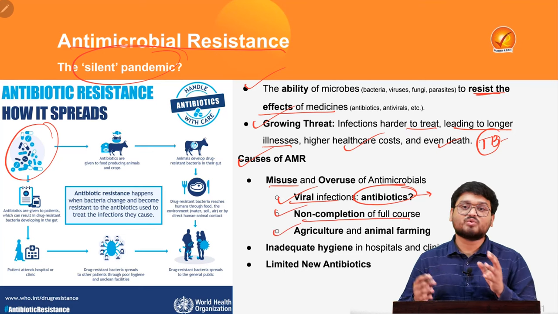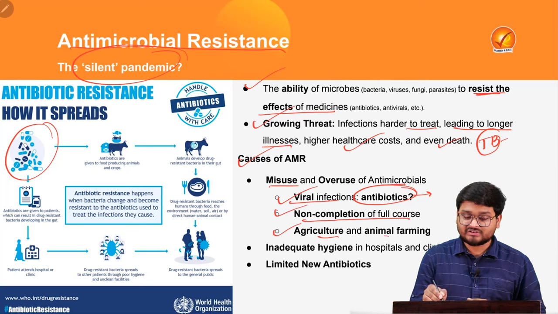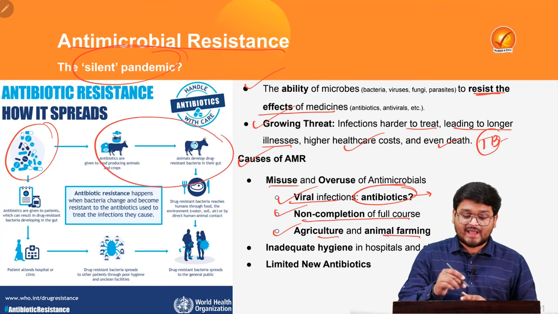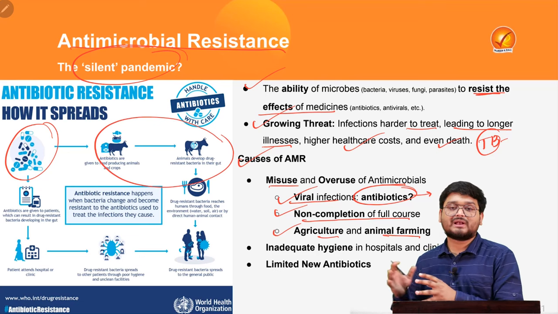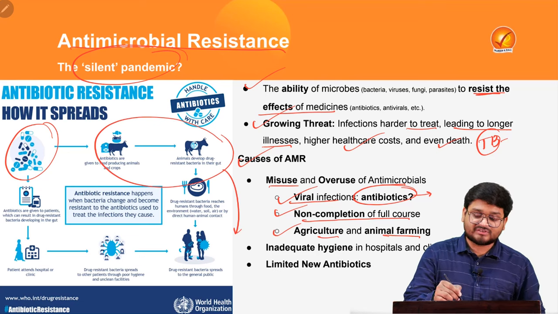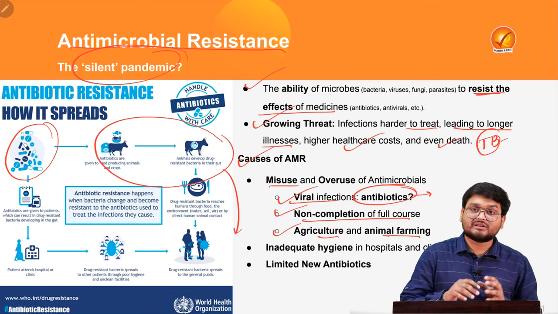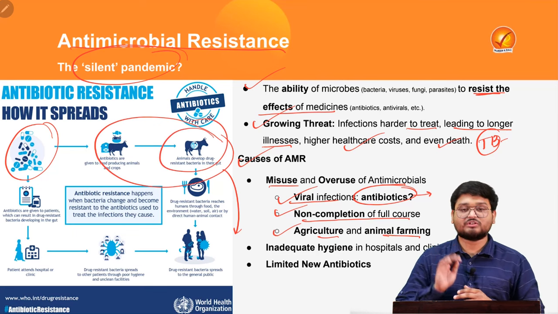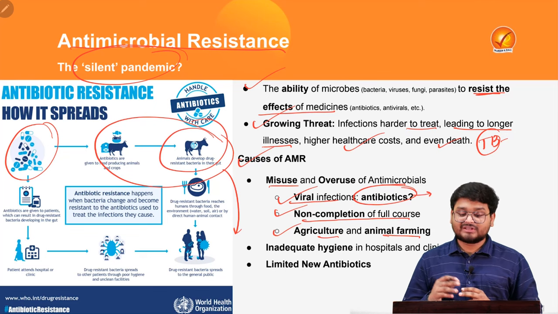And also, we are using more and more antibiotics in agriculture and animal farming. Finally, if people at the end of the food chain consume these animals, the amount of antimicrobial resistance which has been built in these animals gets transferred to the people too. Right, so these are the various sources.